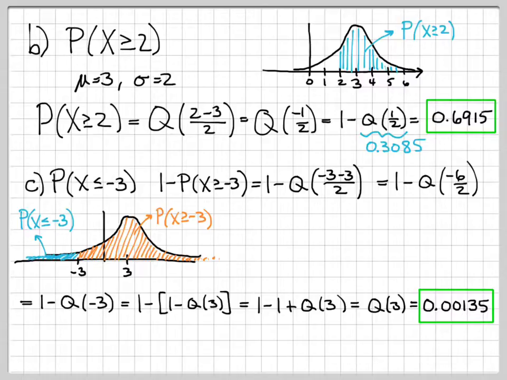And again, this seems like a reasonable answer because the cartoon I sketched to begin the problem shows that that area is a pretty small area, much smaller than the area we had for part B. So it seems like this is a reasonable answer.